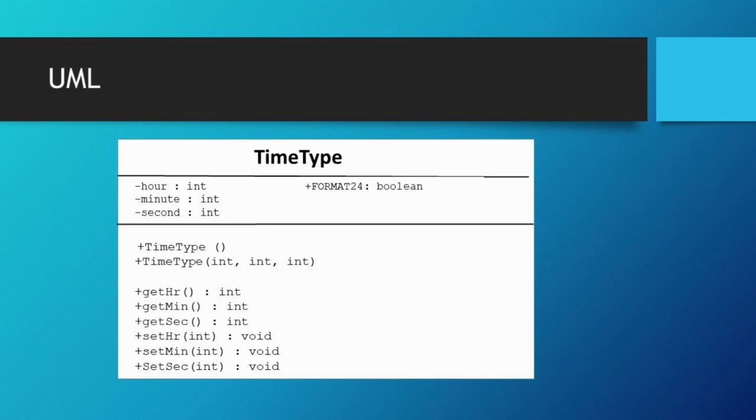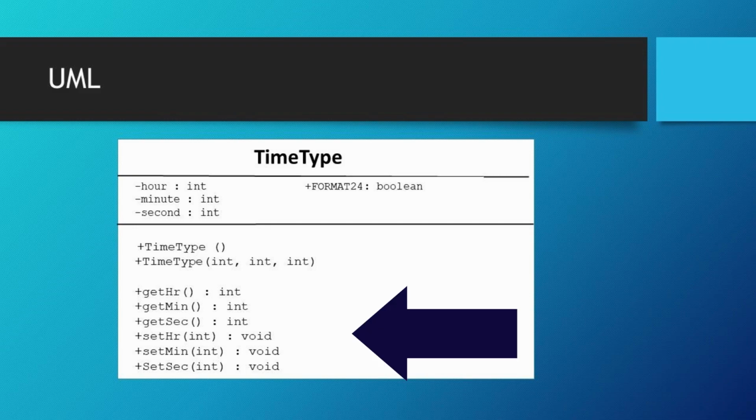Now we have our UML diagram. In the third section, we have added the 3 getters and 3 setters. They are all public. The parameter data types are given, and the return data types are given.